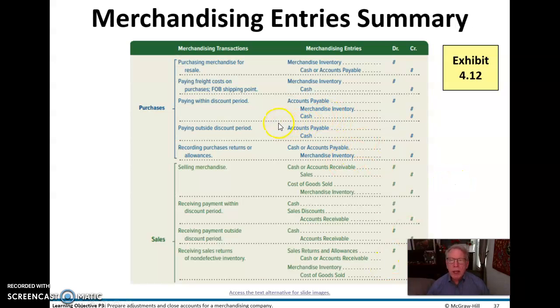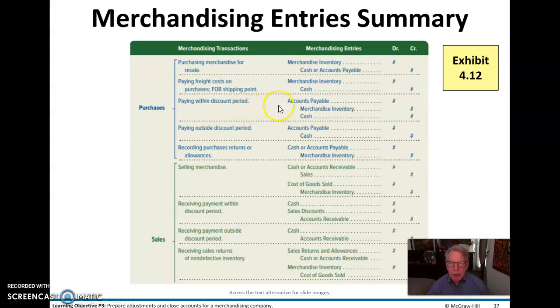So let's take a look at these merchandising transactions. We're going to purchase merchandise for resale here. We debit merchandise inventory, credit cash or AP. We pay freight costs, we debit merchandise inventory and credit cash normally when it's FOB shipping point, because we are responsible for the inbound freight at that point in time as the purchaser.